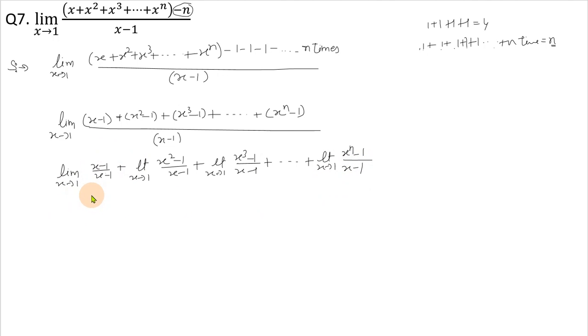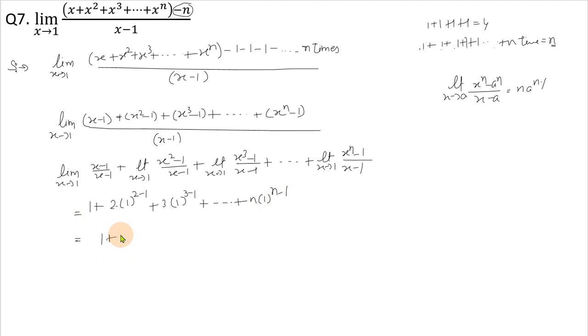So the first term cancels out, we get 1 here, and applying this formula, limit x approaches a, x power n minus a power n upon x minus a, equal to n into a power n minus 1. So here we get 2 into 1 power 2 minus 1 plus 3 into 1 power 3 minus 1 plus and so on plus n into 1 power n minus 1, and this is equal to 1 plus 2 plus 3 plus and so on up to n, which is nothing but the sum of first n natural numbers, which is given by n into n plus 1 upon 2. I hope this is clear to you.